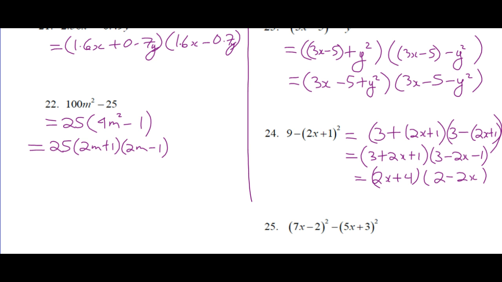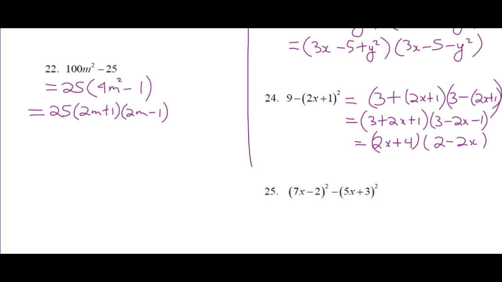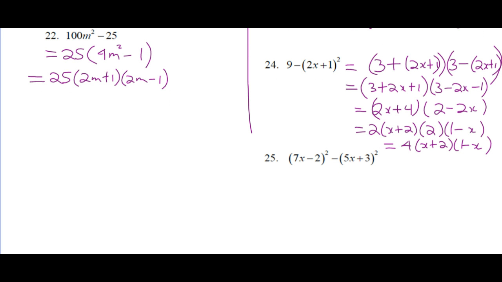Oh, God, it's all even everywhere. So this is going to be 2 times (x plus 2). That's going to be 2 times (1 minus x). So it's 4 times (x plus 2) times (1 minus x). Right, so it turned out they're both even. We had to take it out. There's nothing we could have done ahead of time. There should be a bracket there. Right, there's nothing you could do.